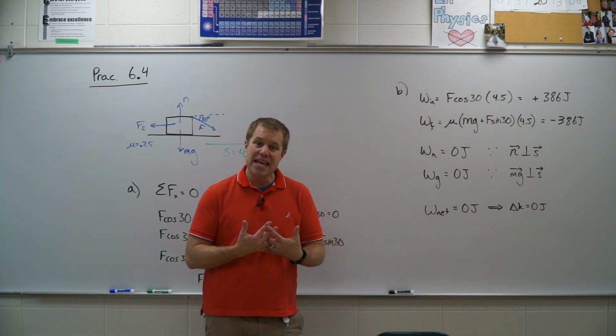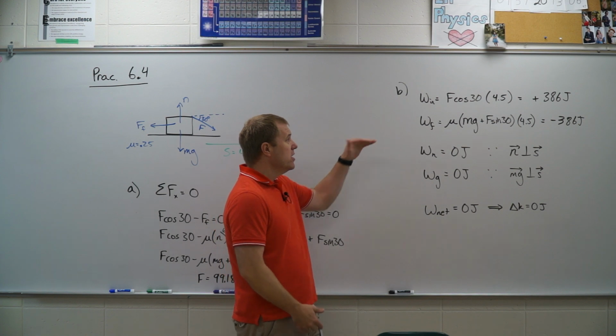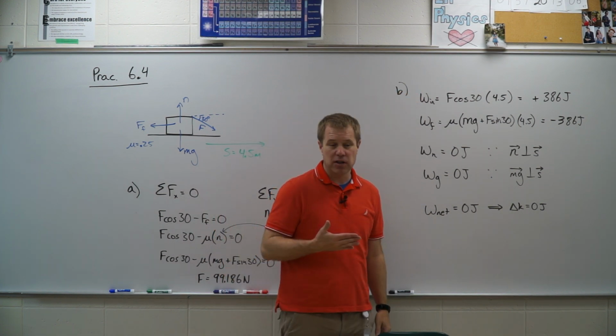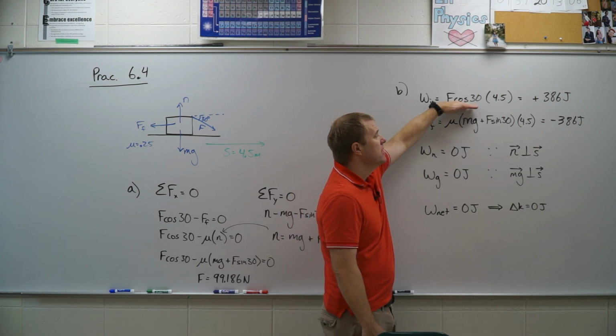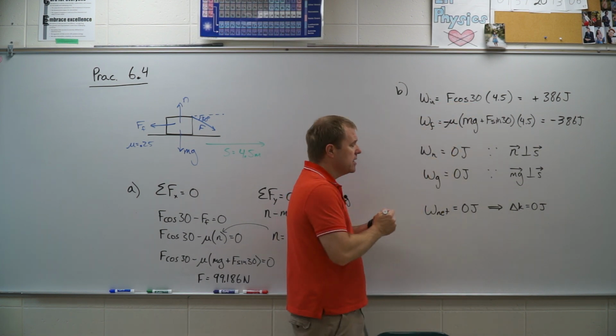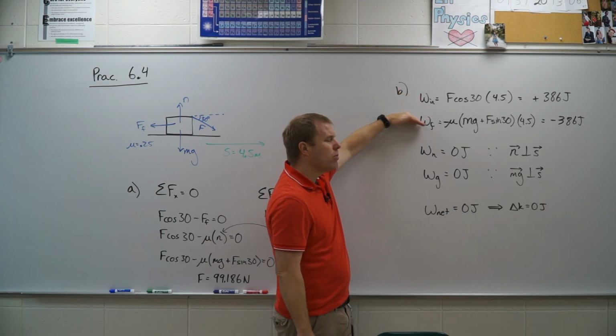Now in part B, they want you to find the work. So you're just going to multiply the component of the force that is parallel with the displacement times the, whoops, I forgot a negative sign, times the displacement. You're going to do that for both work in, work done by friction.